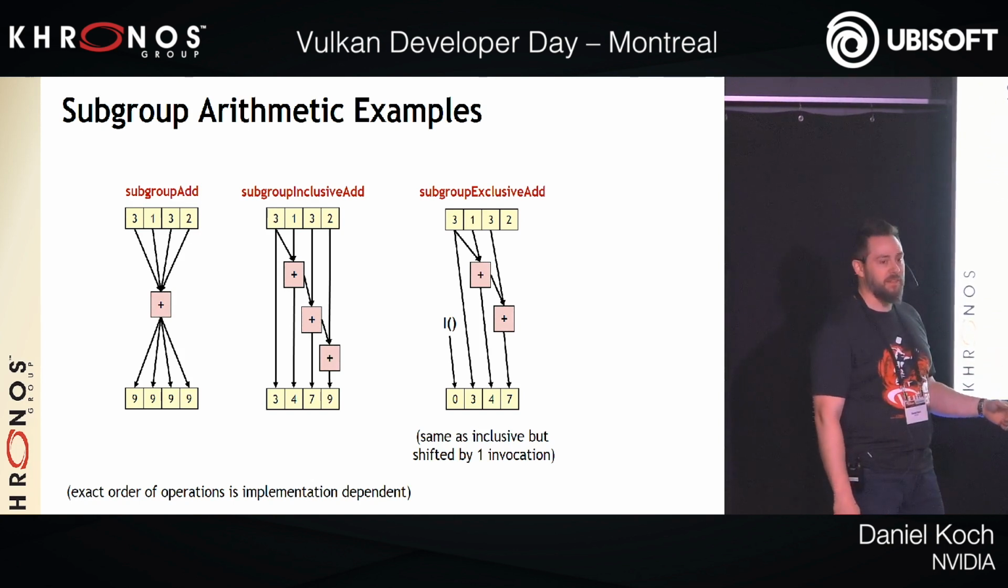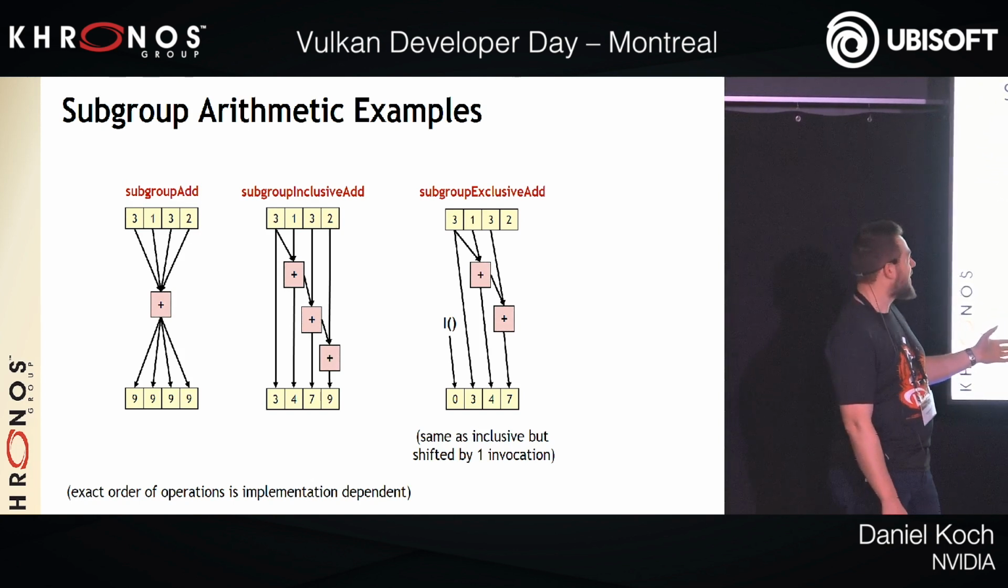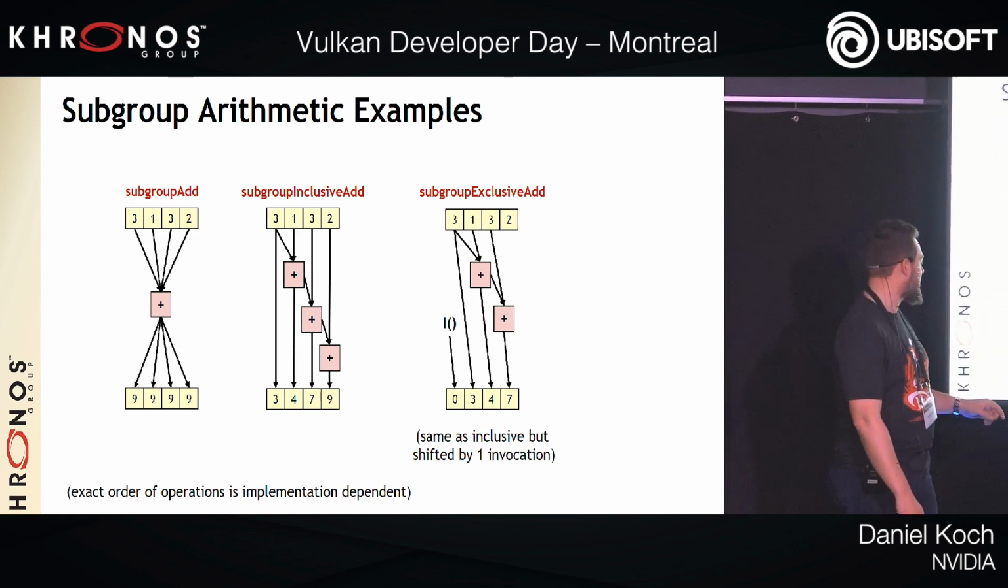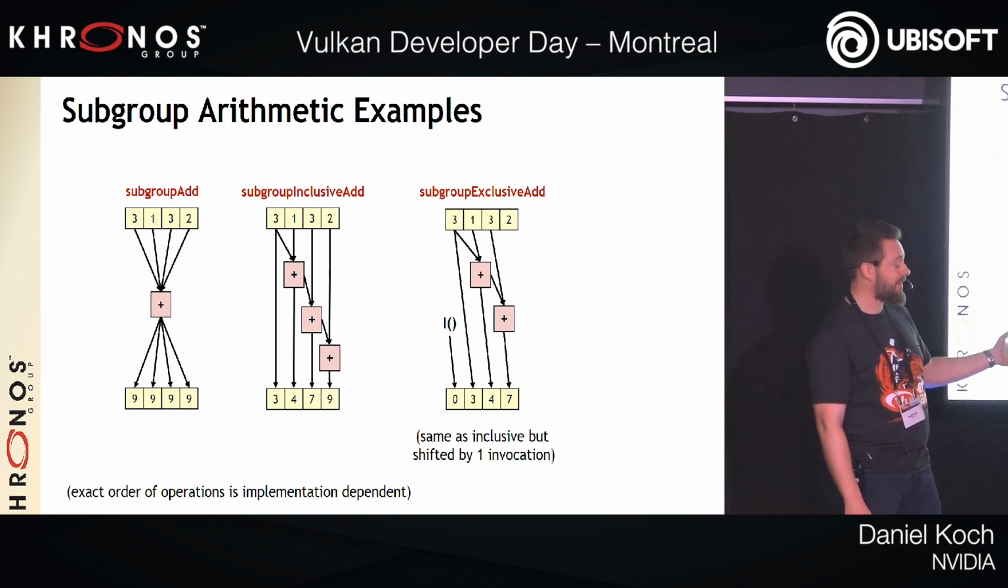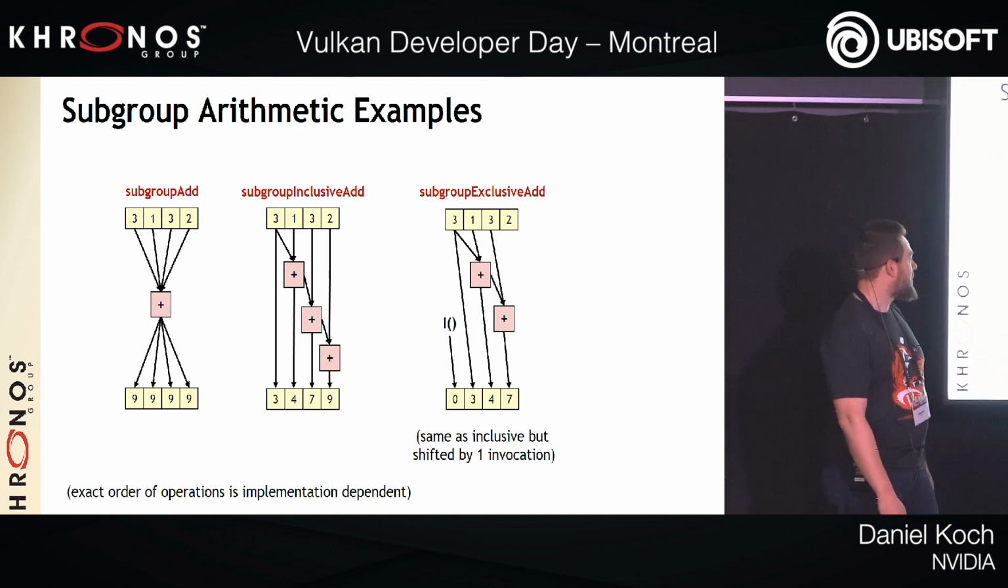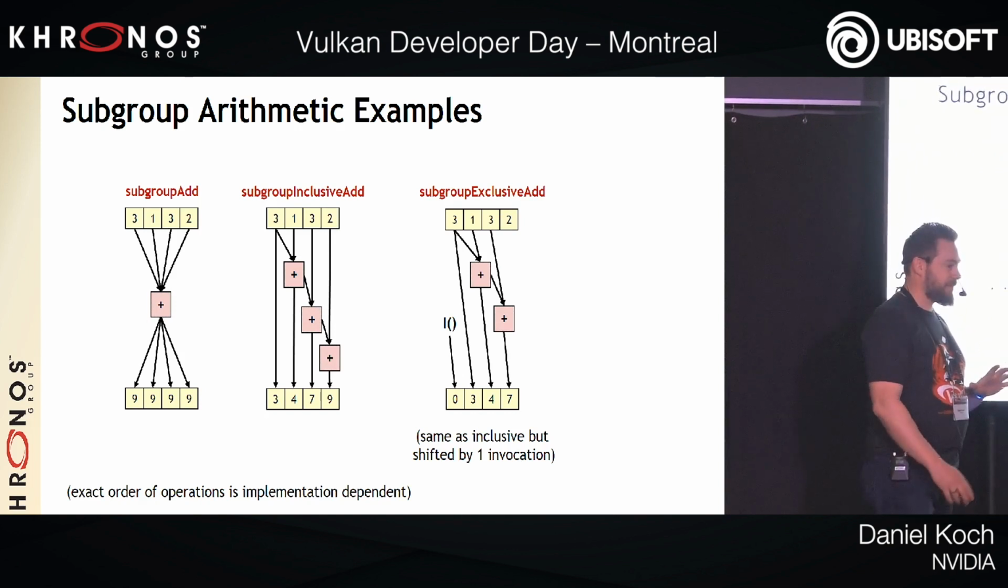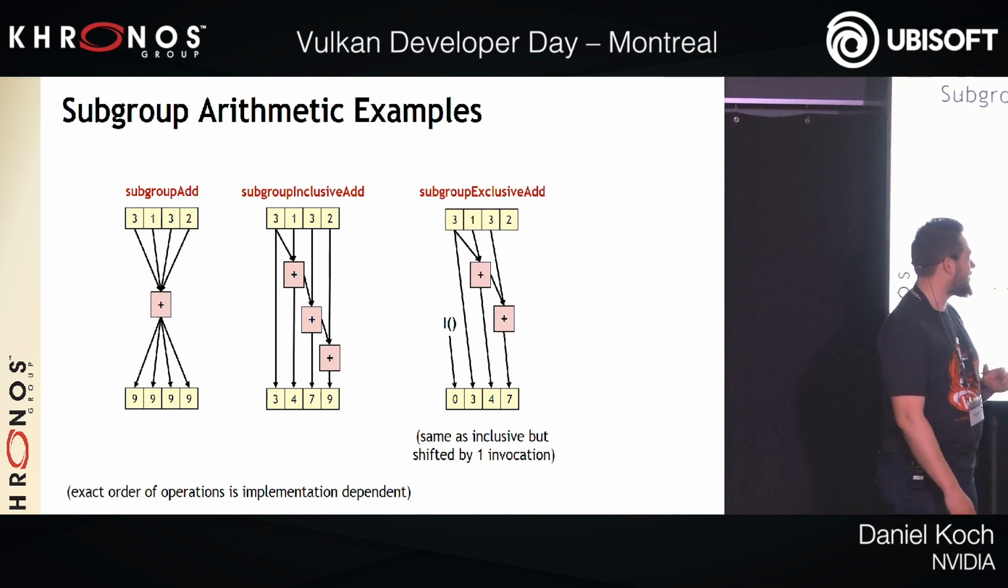The thing to keep in mind is that this is an example of how the operations could work. Don't necessarily rely on these results. This is just for understanding purposes. The exact order of operations is implementation dependent, so just keep that in mind. If you've got numerically unstable values, you might have some fun there.